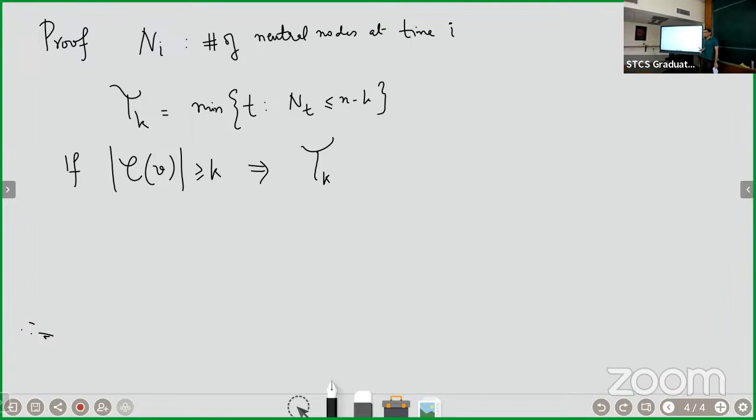N_t is decreasing. N_1 was n minus 1. N_2 is as many nodes I have turned from neutral to active, subtracted out from whatever was initially there. So what is N_t? Or rather, let's say N_i. Will you say something about N_i? What is N_i at most? Just bound N_i. That will be helpful.